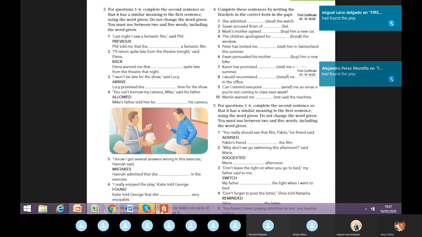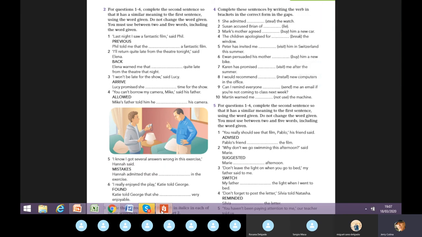Had found the play. Very good, friends. Yes. Katie told George that she had found the play, or maybe Katie told George that she found, see, simple past is admissible too. Katie told George that she found the play very enjoyable, or that she had found the play very enjoyable. Two possibilities here. And now, continue with these ideas of reported speech.